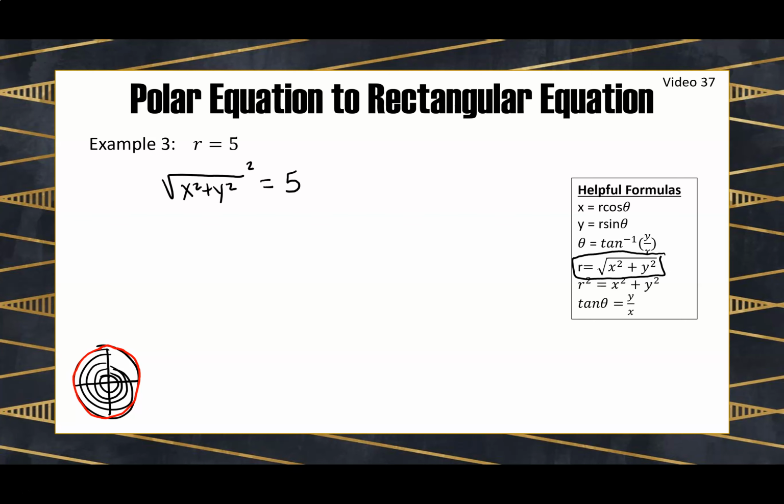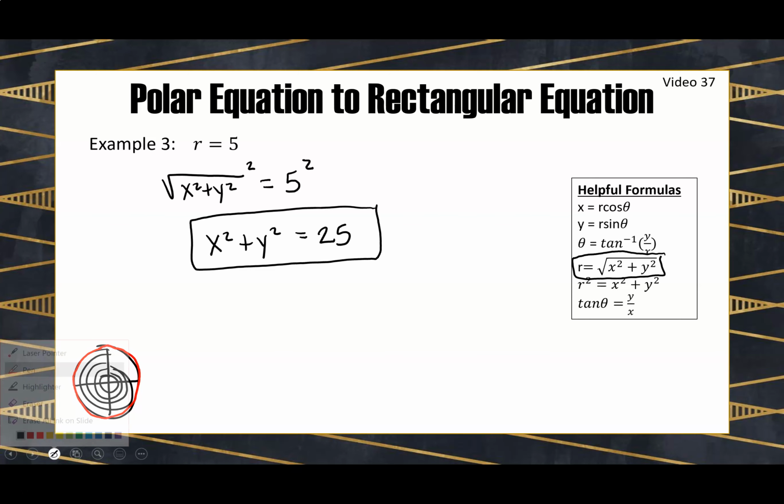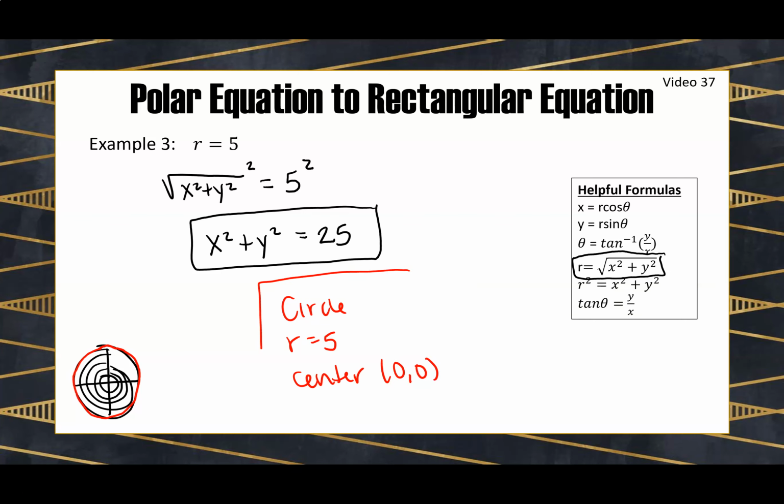Next thing I'm going to do is I'm going to square both sides, and this is going to give me x squared plus y squared equals 25. And we're done. What did I just find? I just found a circle with a radius of 5 and a center at 0, 0, which totally makes sense when you think about graphing a radius of 5 on the polar coordinate.